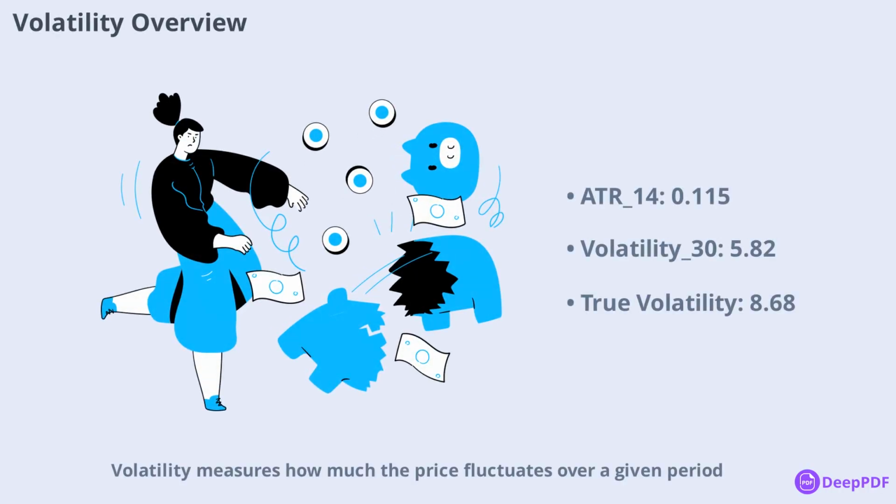Volatility measures how much the price fluctuates over a given period. For SNGX, the 30-day volatility is 5.82 and the true volatility is 8.68. The average true range, ATR 14, is 0.115, which gives traders an idea of the average daily price movement. High volatility can present both risk and opportunity, so it's important to factor this into your trading strategy.